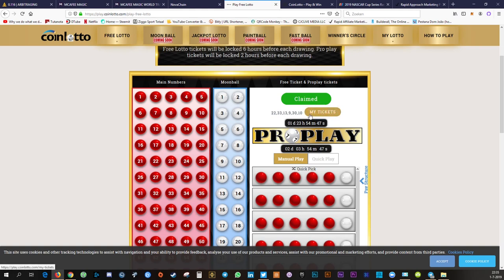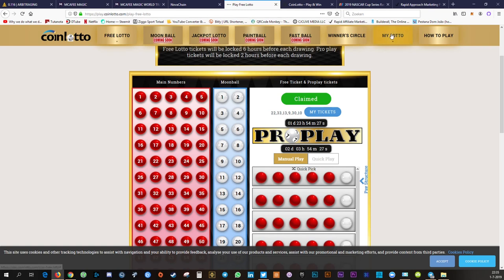I don't know if you have seen it, but before I just clicked claim ticket, there was also an option to auto pick your numbers, and if you don't feel like manually choosing the balls, you can just click on auto pick numbers, and it will pick the numbers for you.